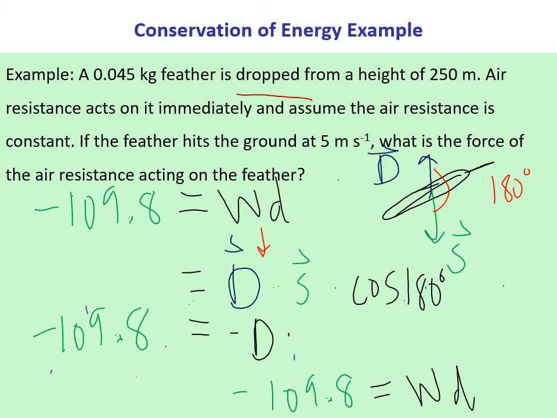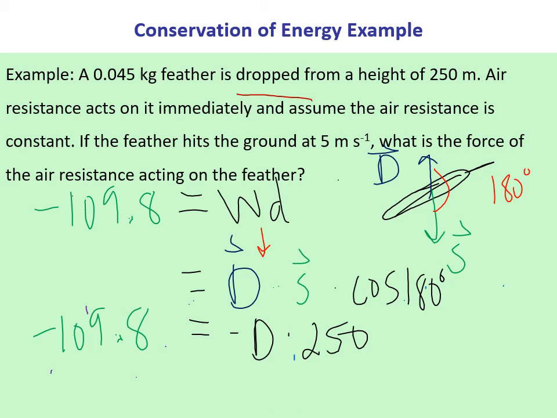Now, when it comes to forces and work, we no longer follow the kinematic Cartesian coordinates. It doesn't matter. I'm letting the angle between my displacement vector and my drag force tell me if it's negative or positive. So I'm just going to put in a value for the displacement, 250 meters. I will ignore the typical Cartesian coordinates. You'll only do that for kinematics.